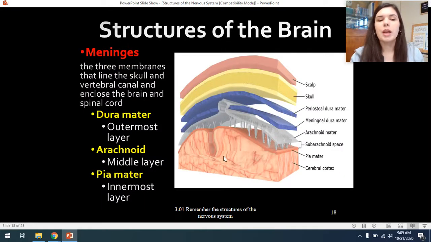Within the structures of the brain, you have different meninges, and these three meninges are the membranes that line the skull and the vertebral column to help enclose the brain and the spinal cord. So the outermost layer of the skull is your dura mater. As you can see here on the image, you have your scalp, you actually have your skull bone, and then right below your skull bone, you have your dura mater. And then as you go down further, you have your arachnoid matter or arachnoid, which is just the middle layer. And then below that, you have your pia mater, which is the innermost layer lining of the skull.